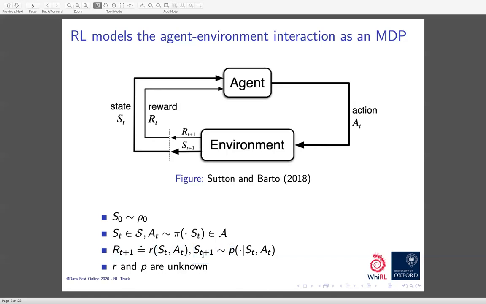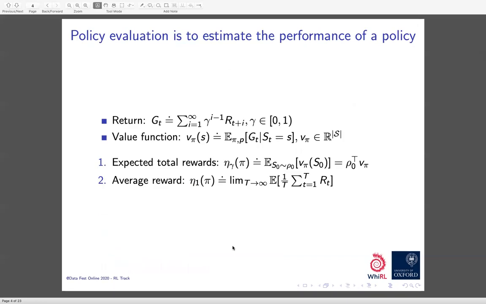In reinforcement learning, we usually assume that the reward function r and the transition kernel p are unknown. All we have are the sampled states st, rewards rt, and actions at, and we want to learn from those samples. There are two basic tasks in reinforcement learning. One is policy evaluation. The idea of policy evaluation is to estimate the performance metric of a policy.